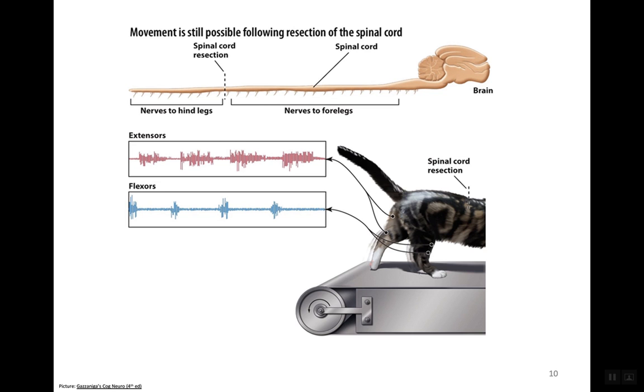Is this a function of the sensory signals received through the feet from the treadmill? No, it is also found that in the absence of such signals, the cat can still move the legs. So then what's going on here? If you record muscle activity from the extensors and the flexors, you notice that this still occurs relatively normally.